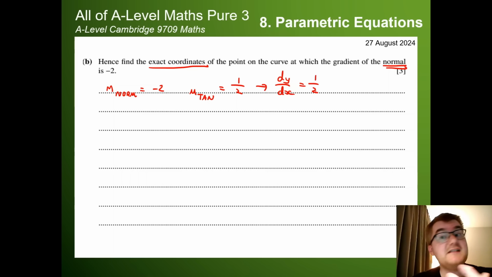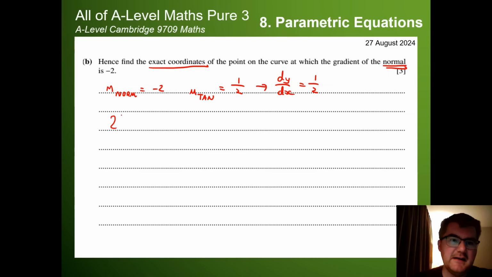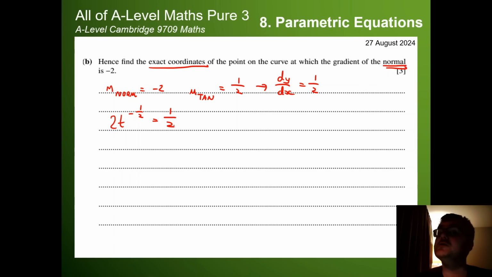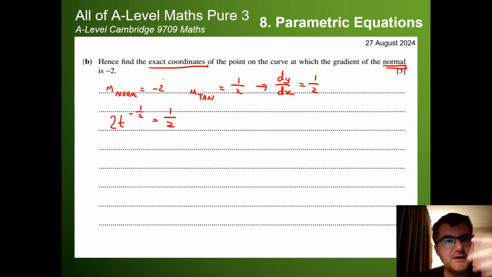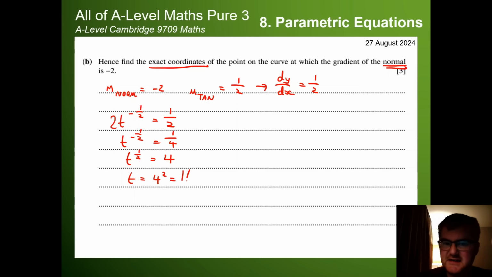And we just worked out dy by dx. We worked that out to be 2t to the power of minus a half. So these two things must be equal to each other. Once we have this, we can solve the equation. We divide by 2. t to the power of minus a half is equal to 1 over 4. We can remove the negative of the index by flipping the fraction, so we get 4. And if we square both sides, we're then going to get 4 squared is equal to 16.